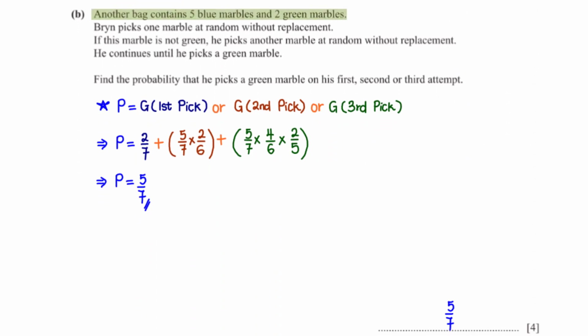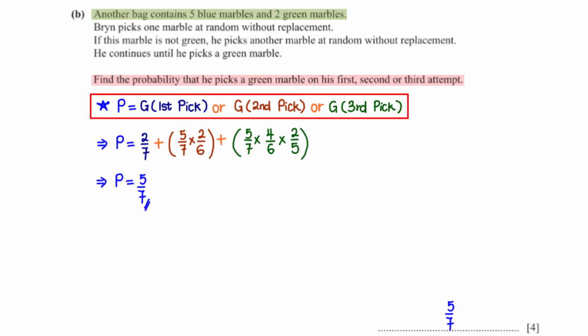Another bag contains 5 blue marbles and 2 green marbles. Brain picks 1 marble at random without replacement. If this marble is not green, he picks another marble at random without replacement. He continues until he picks a green marble. Find the probability that he picks a green marble on his first, second, or third attempt. We have 3 possible scenarios in this case. In the first scenario, he takes out a green marble on the first pick. In the second scenario, he takes out a green marble on the second pick. And in the third scenario, he takes out a green marble on the third pick.